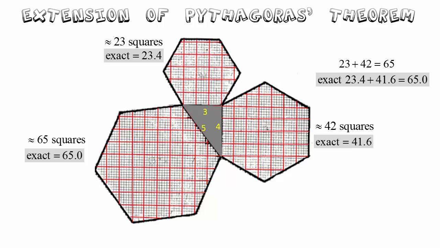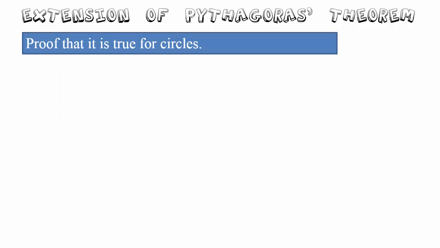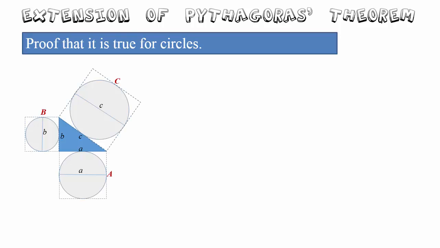Can we generalize this? We can state that the theorem holds for all circles and for all regular polygons. But how do we show that? Let's prove it firstly for circles. In the diagram, as we've seen before, we have three circles representing each side of the right angled triangle.